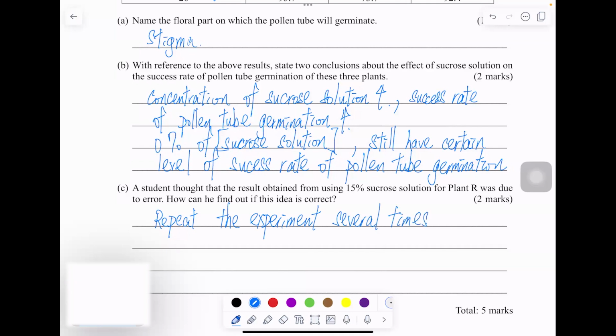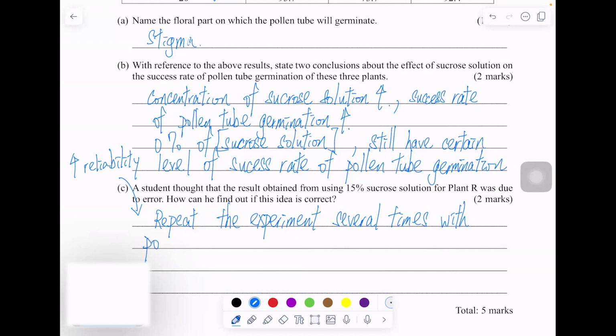So by increasing the times that the pollen grain, that means the experiment, okay? So in fact, this can help us to eliminate some possible error or some abnormal data. And this is why it is important for us to increase the reliability of the result.